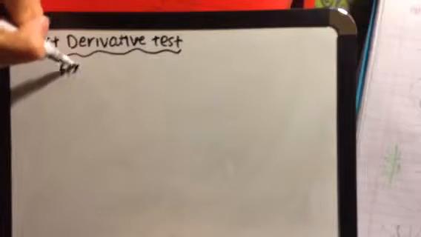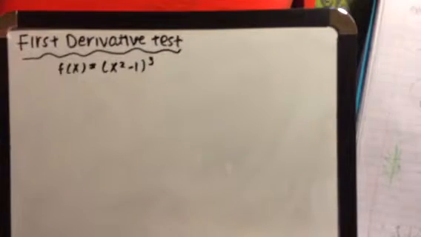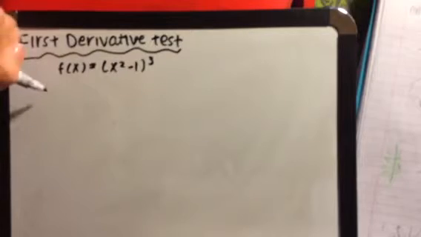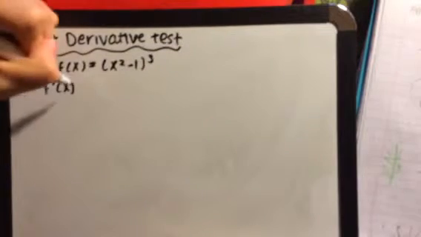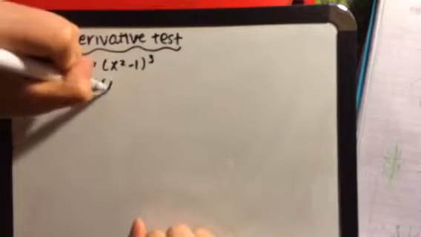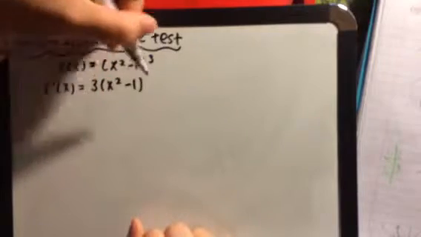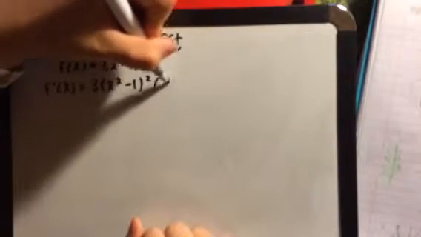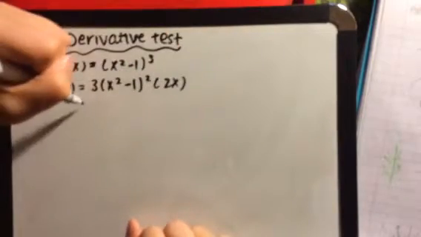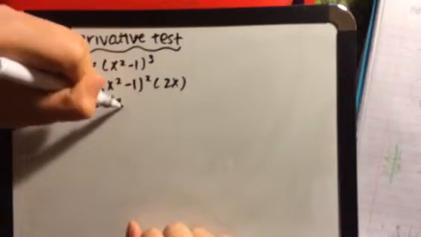So the equation I'm going to be using is f of x is equal to x squared minus 1 cubed. Doing the first step, which is taking the first derivative, we are going to do the chain rule. So it is going to be 3 times x squared minus 1 squared times 2x. To simplify that, that is going to be 6x times x squared minus 1 squared.